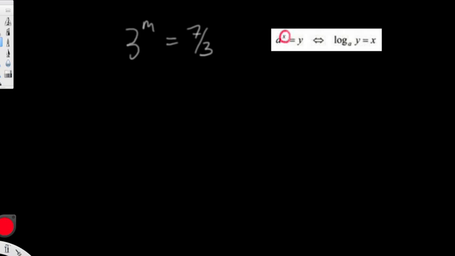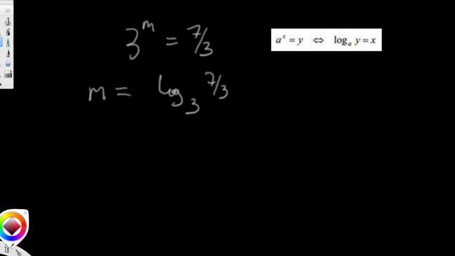Here the x is a power, and on the other side the x is now down. And what's happened is we put a log here onto the other side. Now when you have a log, you always need a base number, so it's log to the base of whatever x was a power of, 3. So what we're going to do here is simply say m is equal to log of 7 over 3 to the base 3.